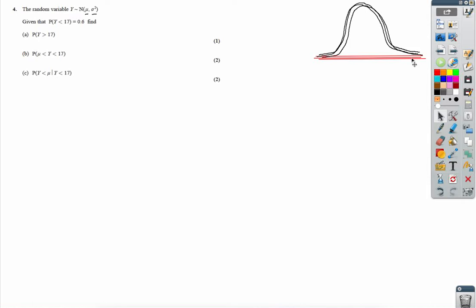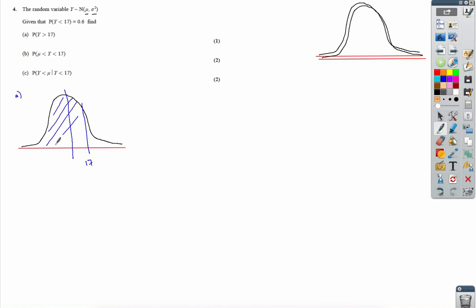Well, you don't need to be Einstein, but I'm going to just illustrate it for you to make it really, really clear. So, the information you're given in the question, gosh, I'm terrible at drawing on this thing, so you just have to bear with me, is that if that's 17, the probability that it's less than 17, that area there, is 0.6. We want the probability that Y is bigger than 17. We know the probability always adds up to 1. 1 minus 0.6 is 0.4.